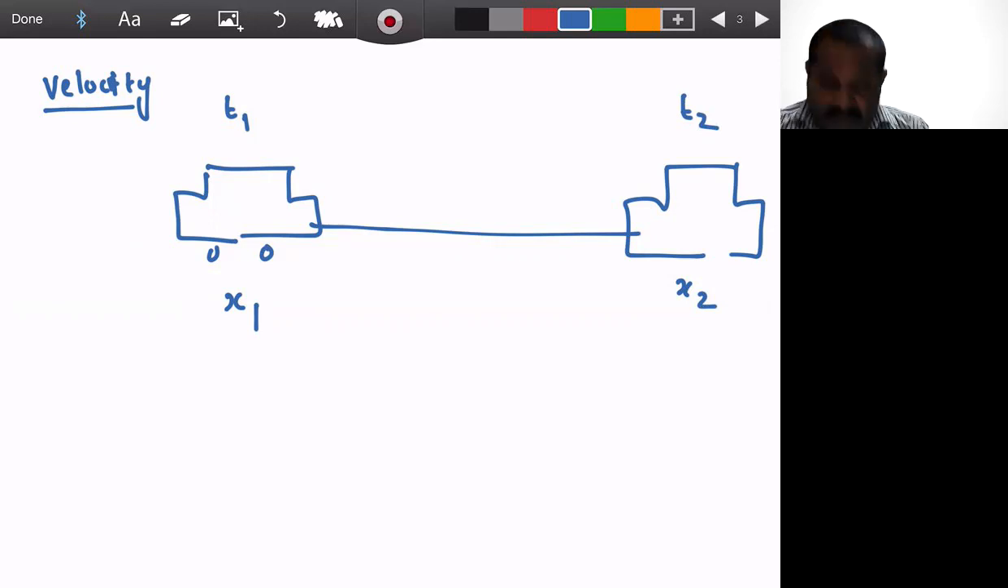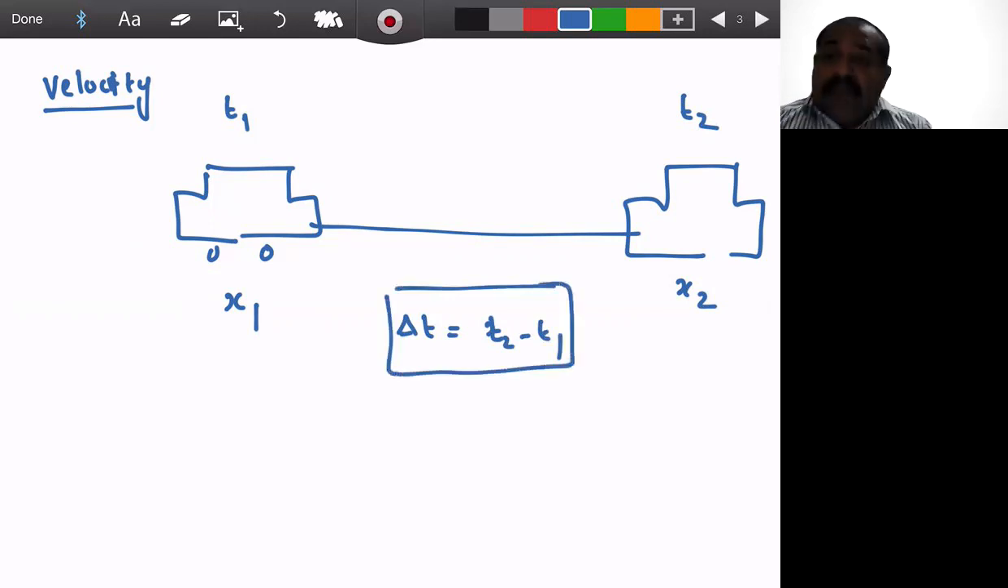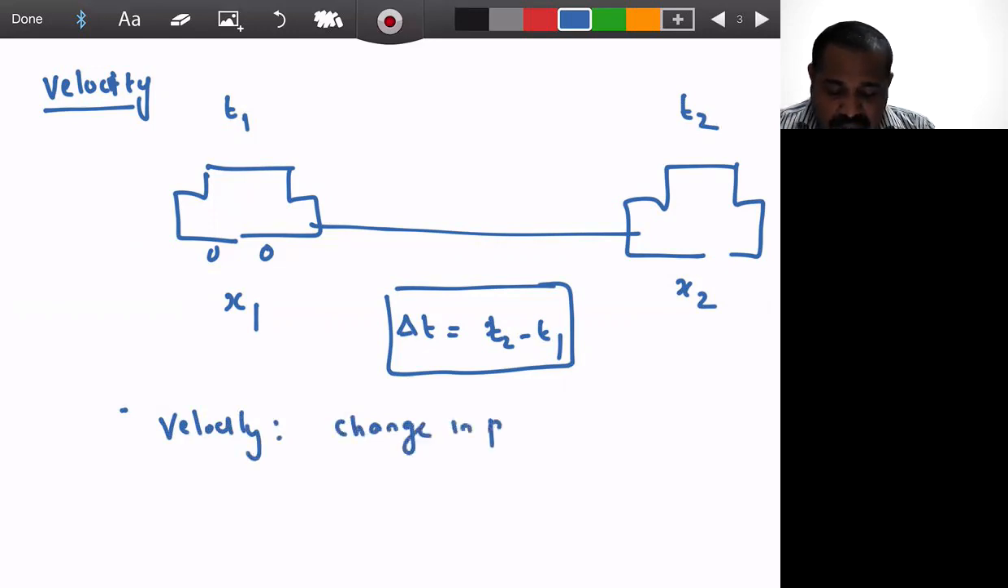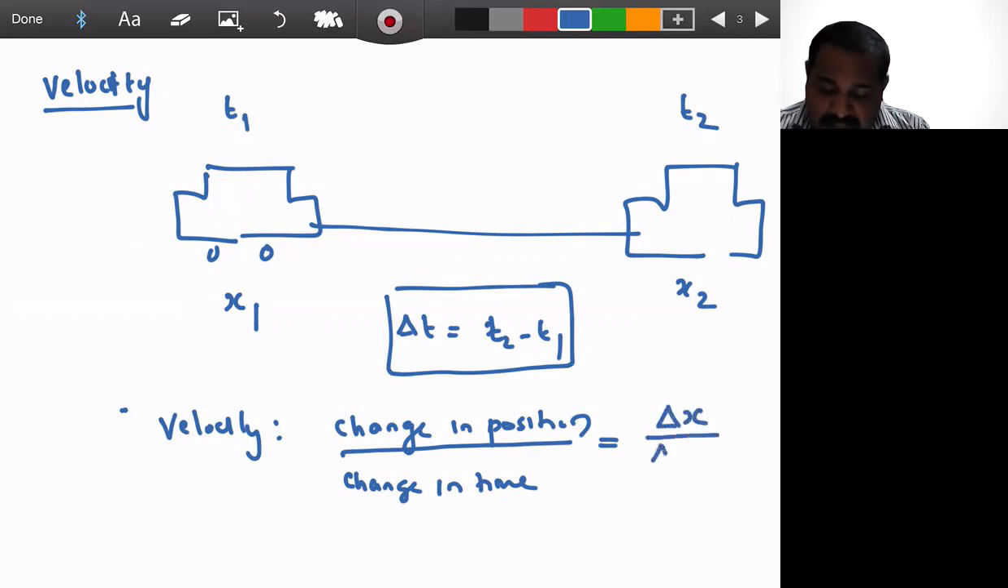So what will be the change in time? That is t2 minus t1, right? So during this time, the particle moved from x1 to x2. Velocity is defined as the ratio of change in position with respect to change in time. If you're writing an equation for this, change in position is represented by delta x, and time by delta t. So velocity is equal to delta x by delta t. Correct? So this is about velocity.